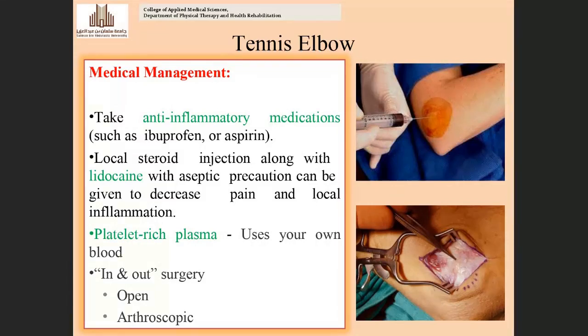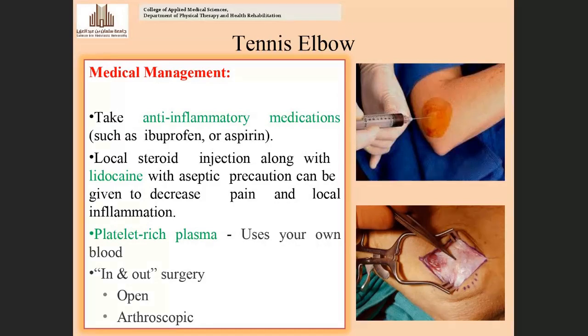And if the person still persists with the problem, the person may be advised for medical management. They may be advised to take anti-inflammatory drugs like ibuprofen or aspirin for pain relief and inflammation. Or in some advanced cases, local steroid injections can be given with lidocaine, with aseptic precautions, to reduce the pain and local inflammation.